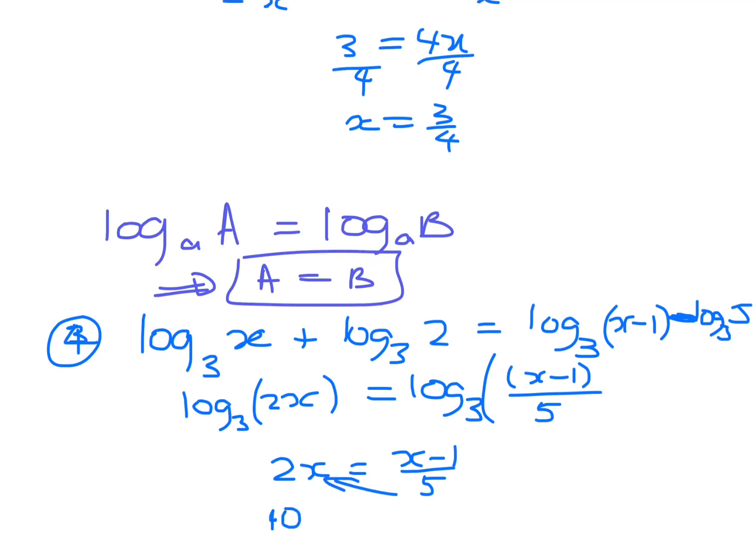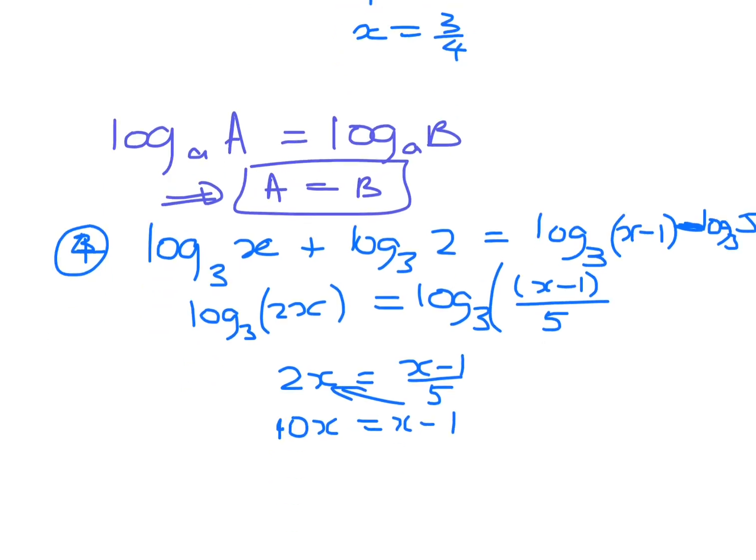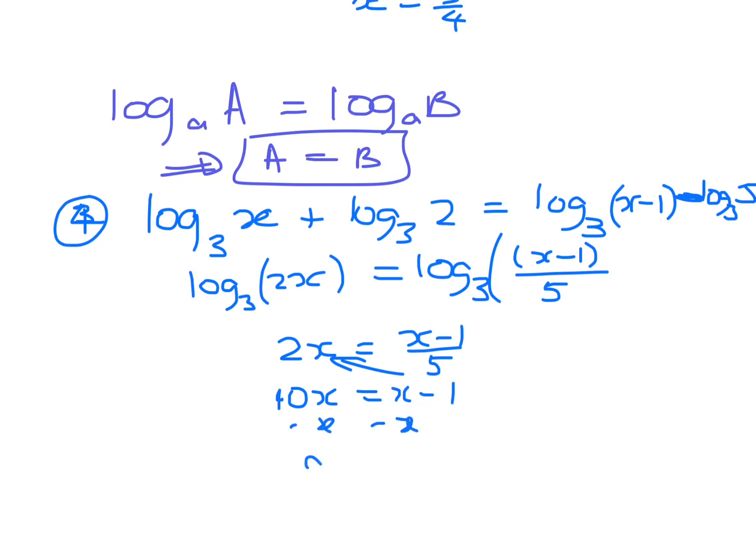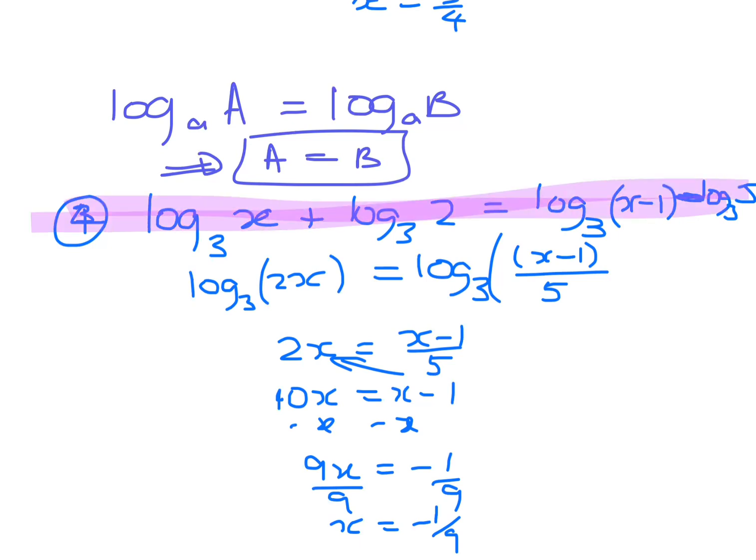When you multiply that up, that'll be 10x is x minus 1. And then minus x, so 9x is minus 1. Divide by 9, divide by 9. So x is minus 1 over 9. Okay. So all that we've done here is we've grouped the logs together because it's times and because that's minus. And because it's log of that equals log of that, then the 2x must equal what's inside there. So the 2x must equal the x minus 5 over 5.